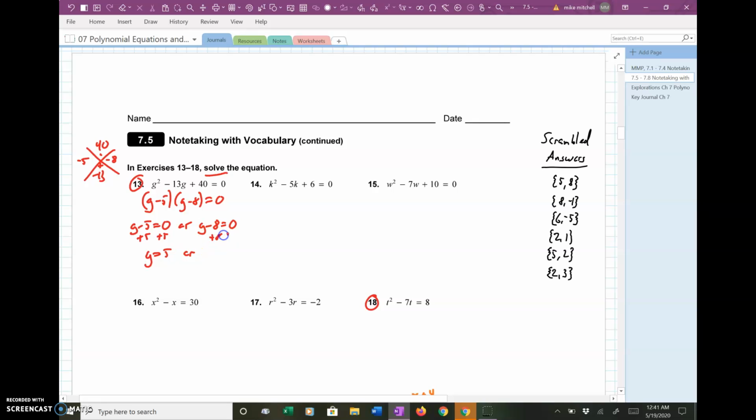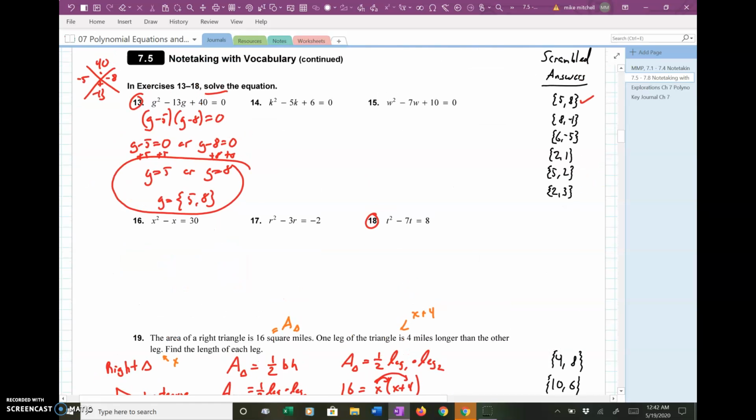Plus 5, g equals 5, or plus 8, g equals 8. You could also write that as 5, 8 in brackets. Either way is good there. And there it is right up on top.